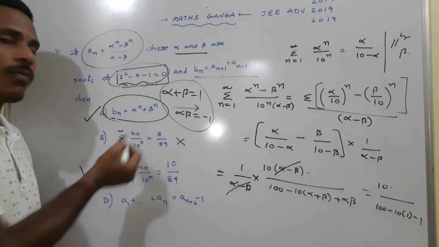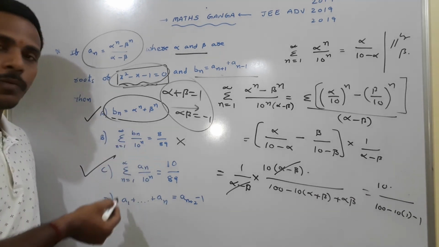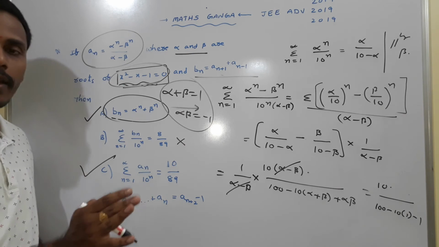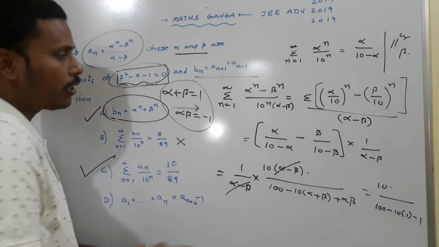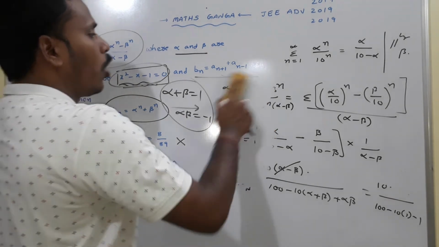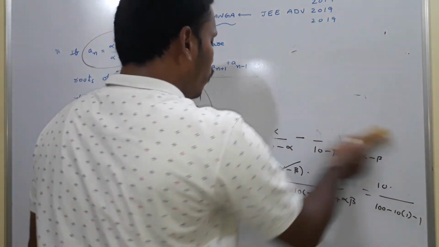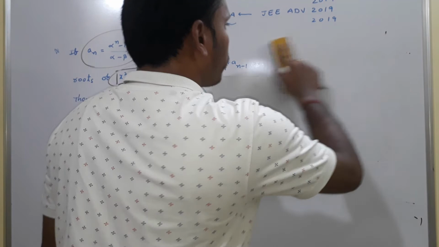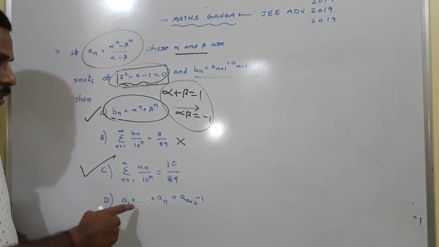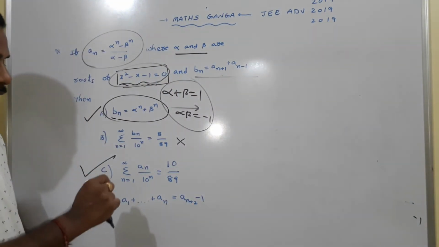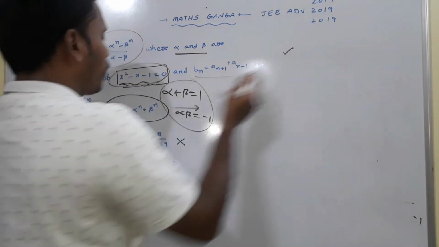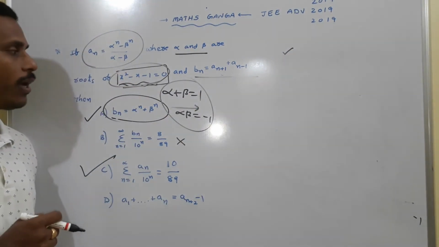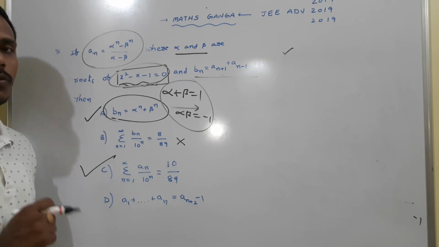Option A is somewhat logical, whereas option B and option C are direct checking using infinite series of GP. Then coming to option D, I have a logic here. If you observe option D, what is given? A1 plus and so on plus An is equal to An plus 2 minus 1. Alpha and beta are the roots of this expression. What is the expression? X square minus x minus 1 is equal to 0.